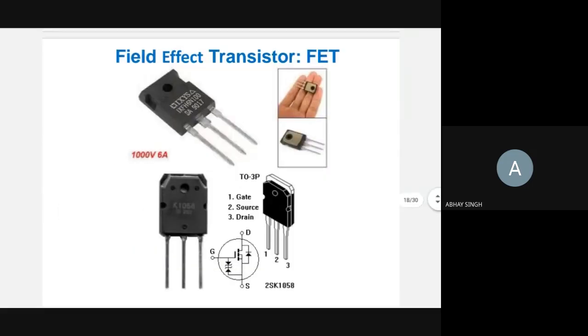So FET is another kind of transistor which works with voltage as input. BJT is a current control device. The input is current, and current is used to control the major current flow. This is IC equals beta times IB. Here it is voltage. BJT has terminals like base, collector, emitter. FET has gate, drain, source.